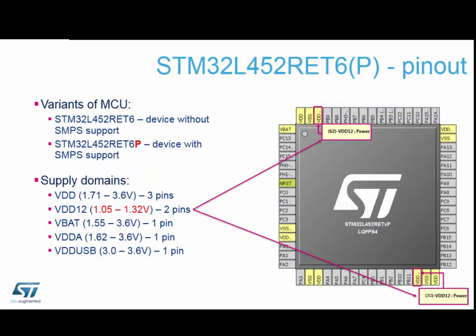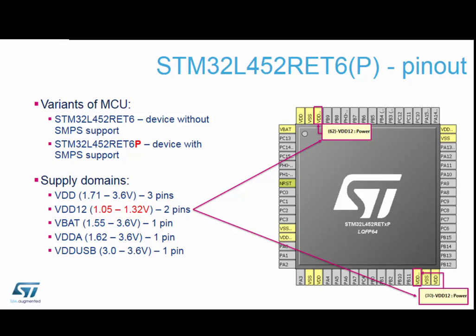So let's focus on the device which we have on the Nucleo kit. This is L452RETX with a P at the end. And you can see that we highlighted here two pins, which are named VDD12. These are the special pins which are new here. In a normal device, without the P at the end, these pins are simply GPIOs. So in this device, these GPIOs were replaced by VDD12 pins, and you can see that they are on the opposite sides of the package, just to balance the current flowing through the microcontroller.